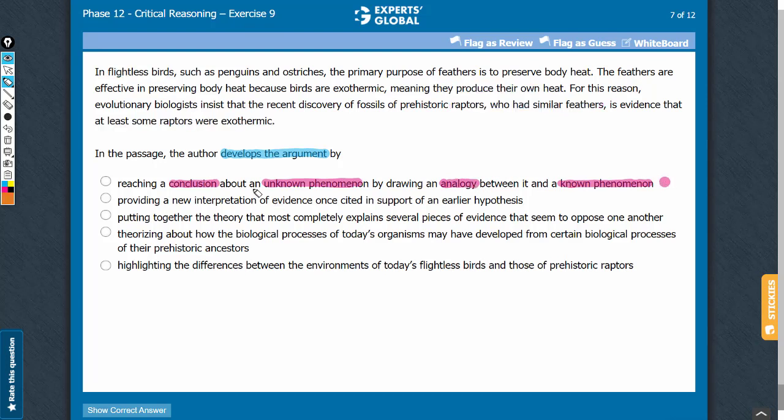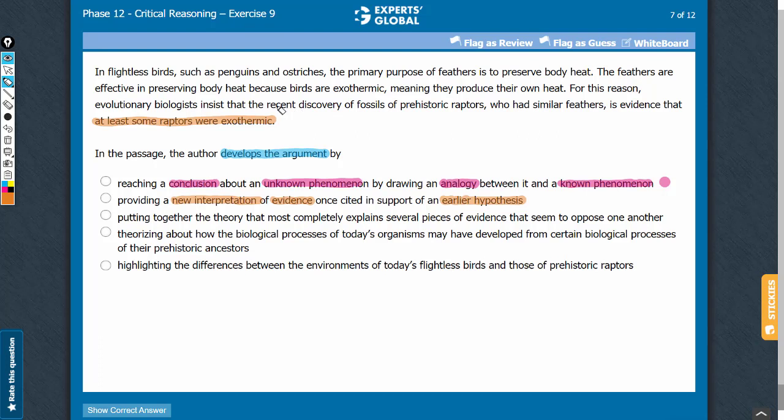Answer choice B. This answer choice talks about a new interpretation of evidence and also refers to an earlier hypothesis. The passage indicates one hypothesis, that at least some raptors were exothermic, but the passage makes no suggestion regarding an earlier hypothesis with respect to a later hypothesis. So this term, earlier hypothesis, cannot be established from the argument.